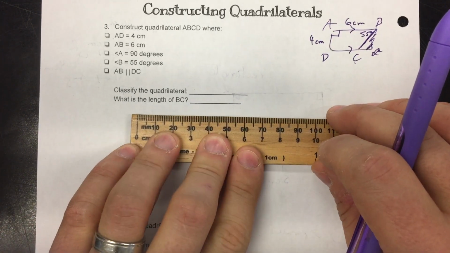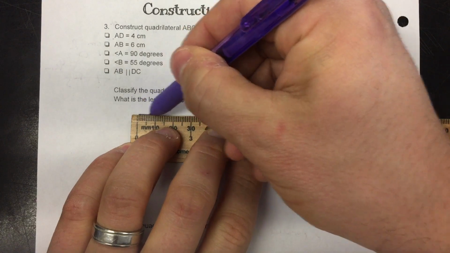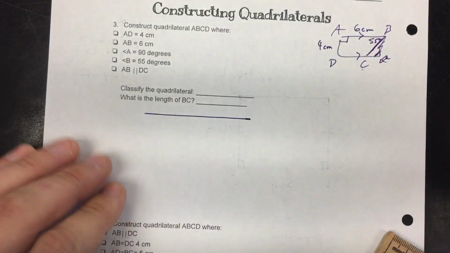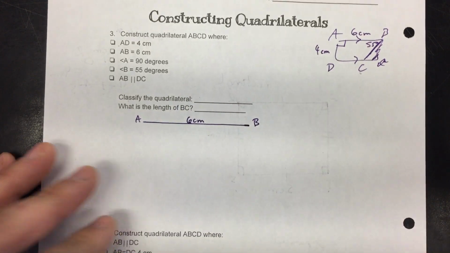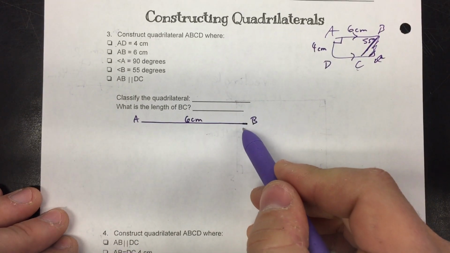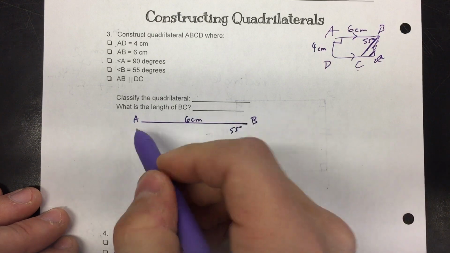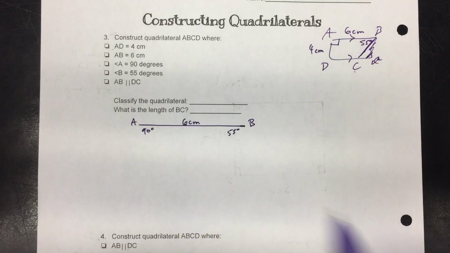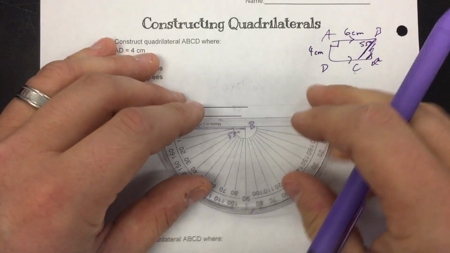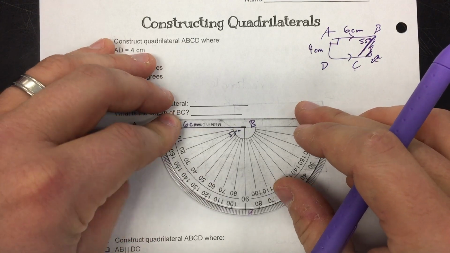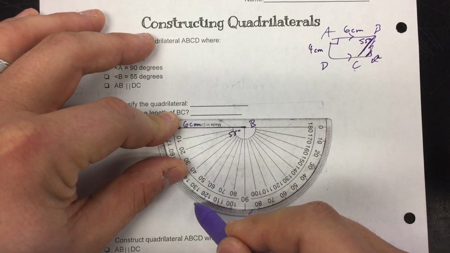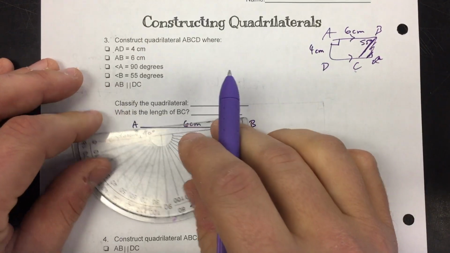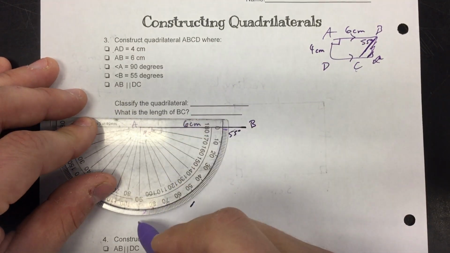Again, AB is 6. So that's 6 centimeters from A to B. And then this angle here needs to be 55. And this angle here needs to be 90. So I'll use my protractor. So 55 degrees, if I start at 0 and I work up to 55, it's going to be right here. And for 90, it's going to be down here.